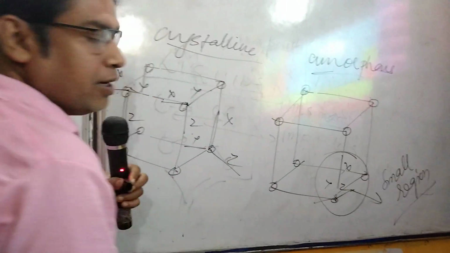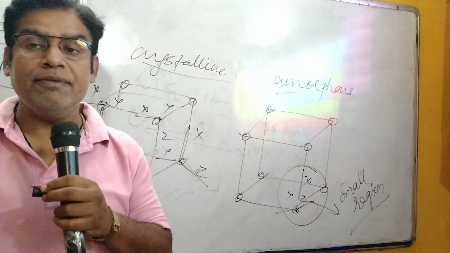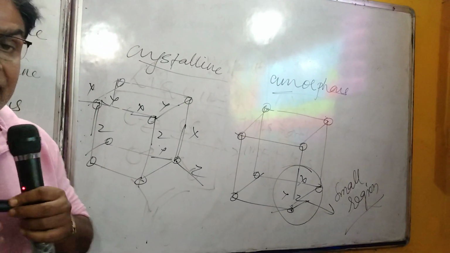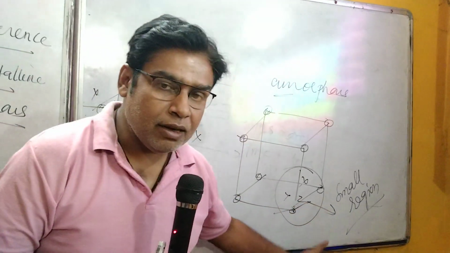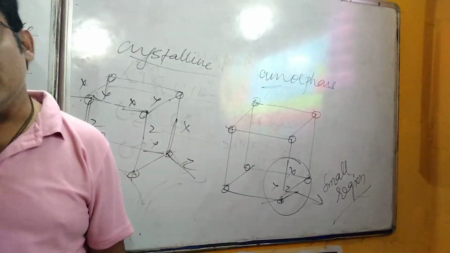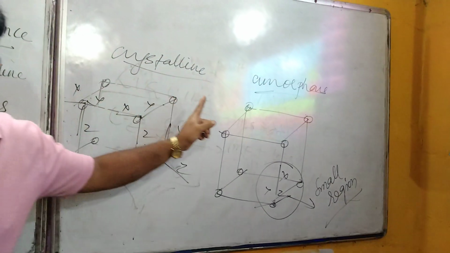In a crystalline solid, you will find that there is a regular arrangement of particles in each and every portion of the crystal. But in an amorphous solid, you will find that the particles are arranged only in a small portion, in a small region, and that is why it is termed amorphous, and this is termed crystal.